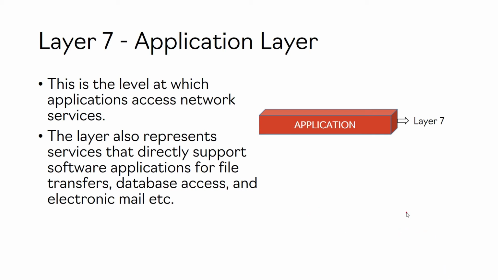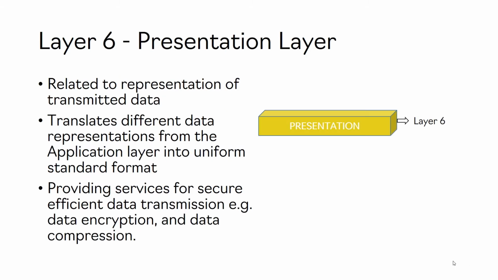We'll move straight to layer 6, which is the second layer we are considering now. So what is layer 6 of the OSI model? Layer 6 is the presentation layer. So what exactly is unique about the presentation layer here? The presentation layer is related to the representation of transmitted data. It actually translates different data representations from the application layer into a uniform standard format. We talked about the application layer being the point where your software accesses the network.